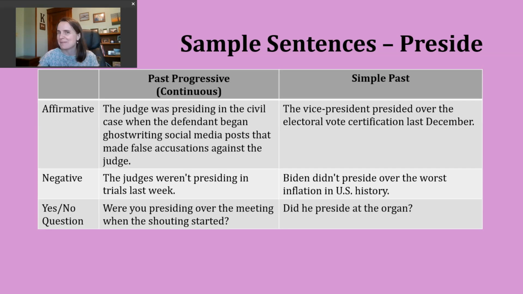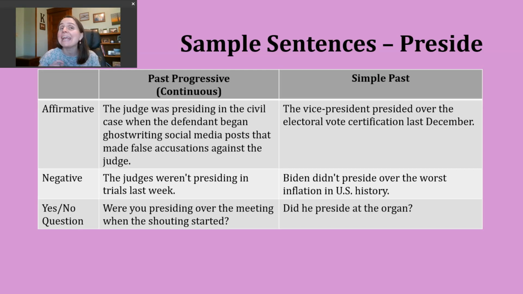The nice thing about making sentences in the simple past tense is that your structure is going to stay the same no matter what your subject is. So in the affirmative, we're going to start with our subject, and then we're going to use that ed form of our verb because it's a regular verb. An example of this might be, the vice president presided over the electoral vote certification last December. Okay, this is a very formal meeting in the United States, right? And again, it's kind of describing who was in charge in conducting this particular event.